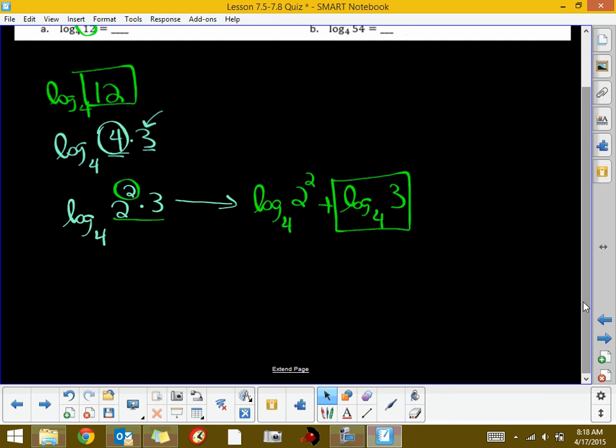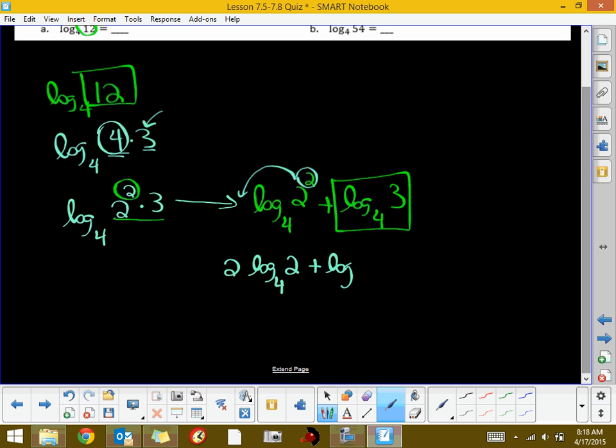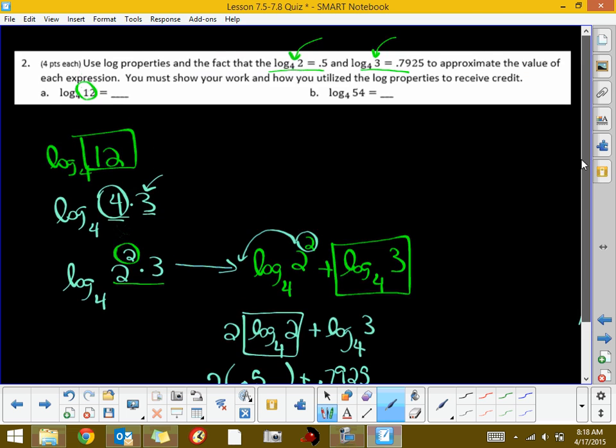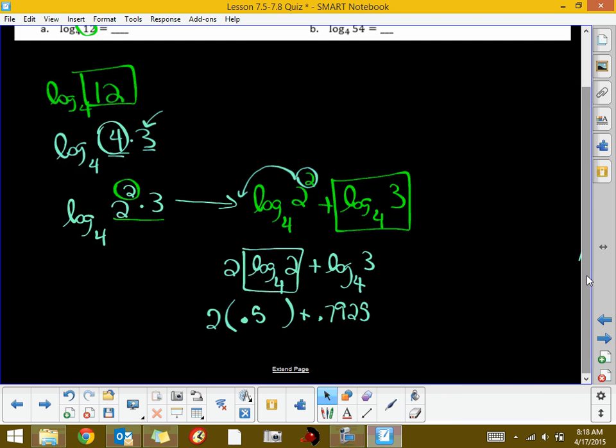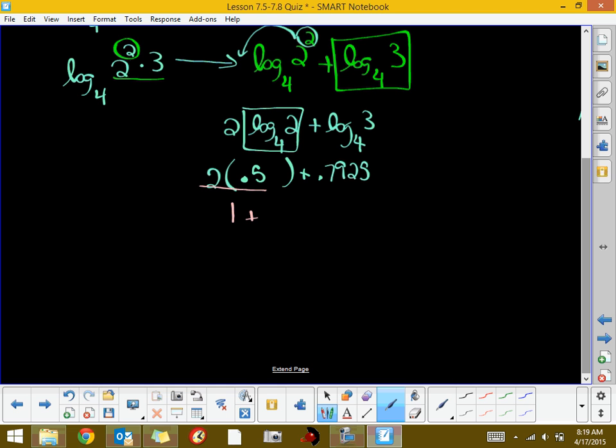What we want to do now is exercise our power rule, which means the log of a power is the power times a log. So it's 2 times the log base 4 of 2 plus the log base 4 of 3. Log base 4 of 2, by substitution from our given, was a half, plus the log base 4 of 3, which is 0.7925. Double check I have that number right. Yep. So we take 2 times a half, and 2 times a half is 1, and it's going to be 1 plus 0.7925. So in the end we get 1.7925.